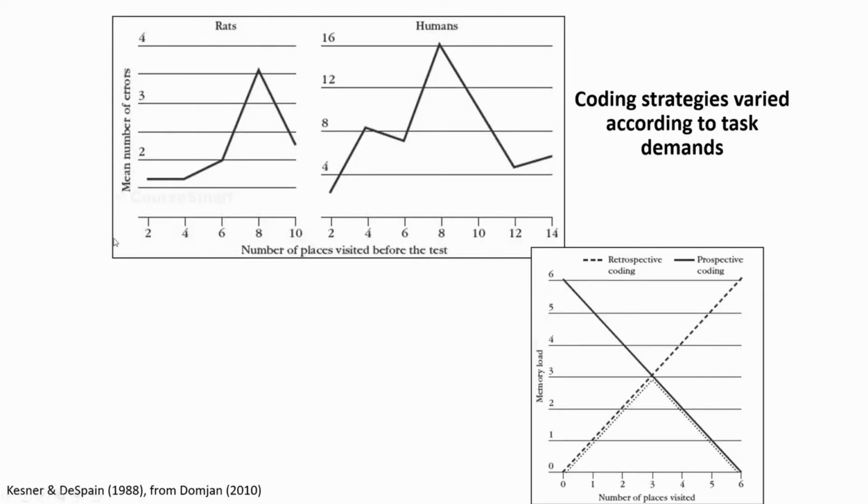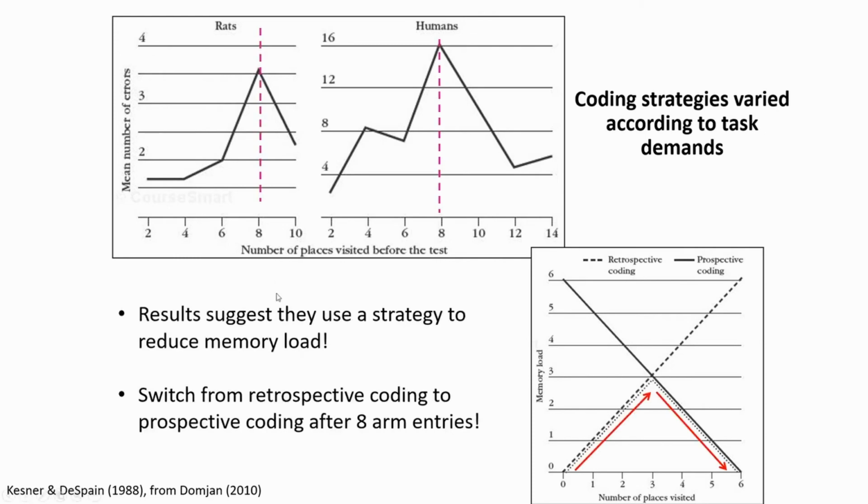So our graphs here show the mean number of errors on this axis here, and across the bottom is the number of places that they had visited before the test. So this would be the number of arms that they had been allowed to enter before they were removed and then later brought back. And the interesting thing that you might notice here is that both of these graphs are showing a peak, not at the beginning or the end, but in the middle.